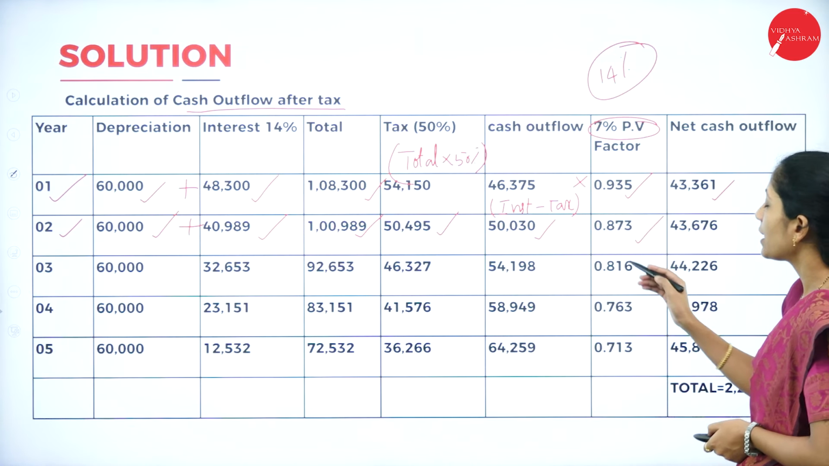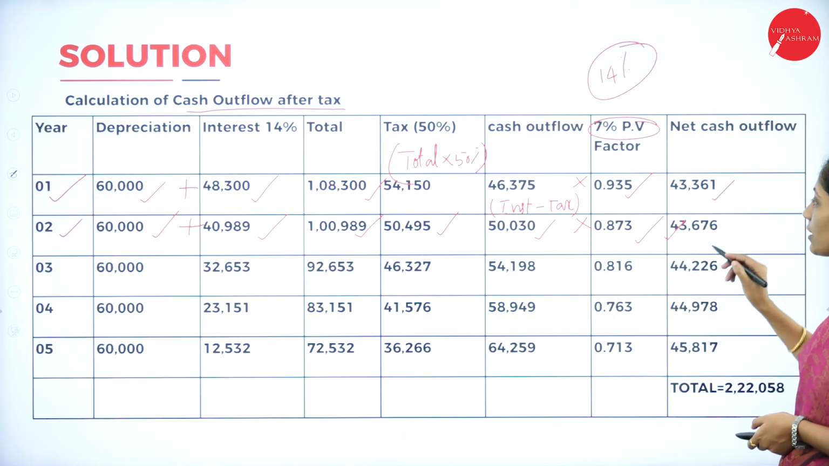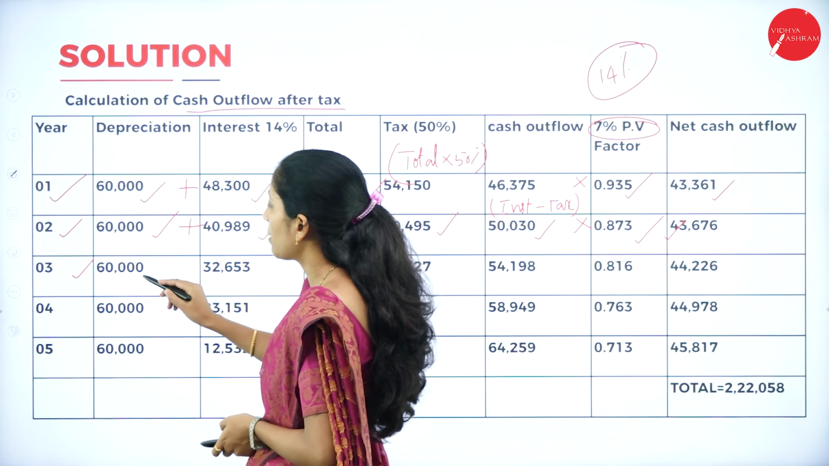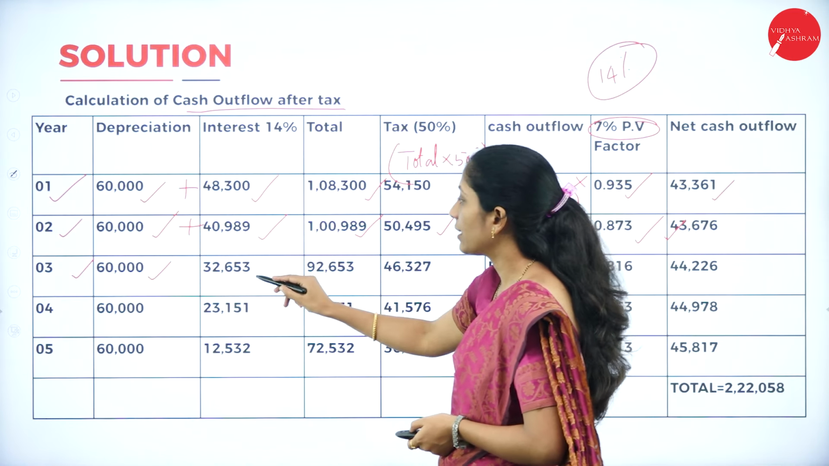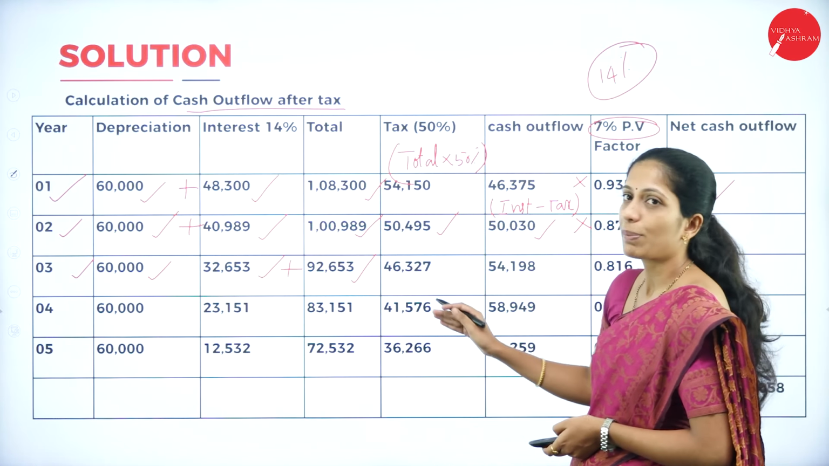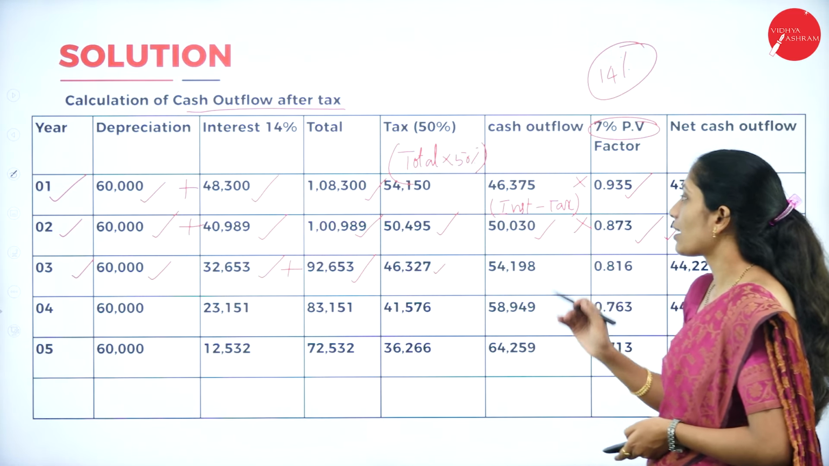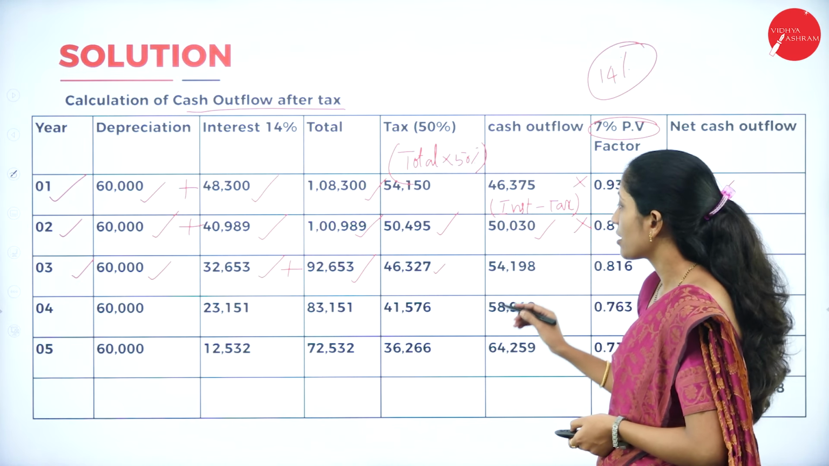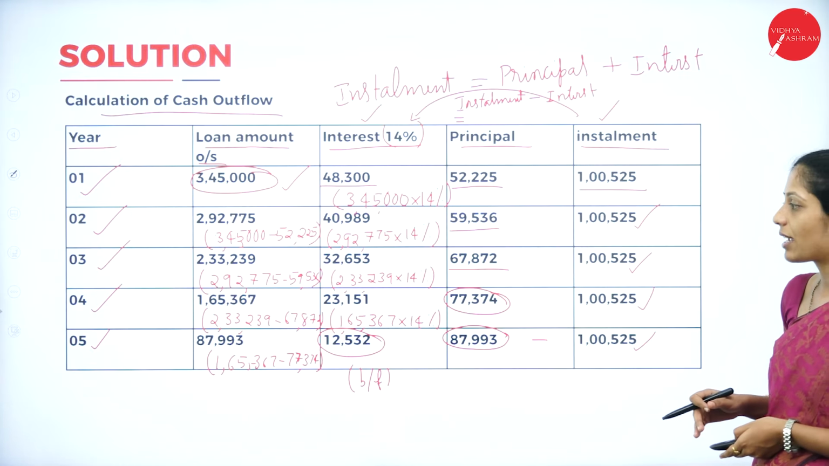0.873. So record that. Multiply cash outflow with the PV factor, and we get 43,676. In the same way, come to the third year. Third year also, depreciation remains the same. Interest we already know, that is 32,653. Next add these two, so we'll get 92,653. Next, 50% tax. When you multiply by 50%, we'll get 46,327. Next, installment minus tax. The installment is 1,05,25 minus tax, so we'll get 54,198. Now the PV factor. What is the third year PV factor?